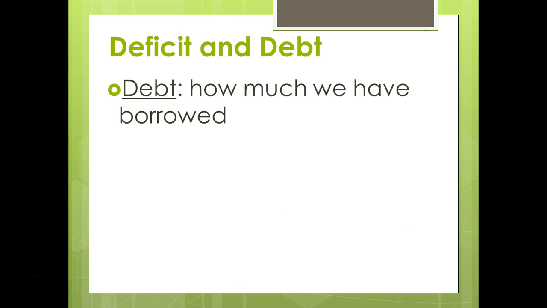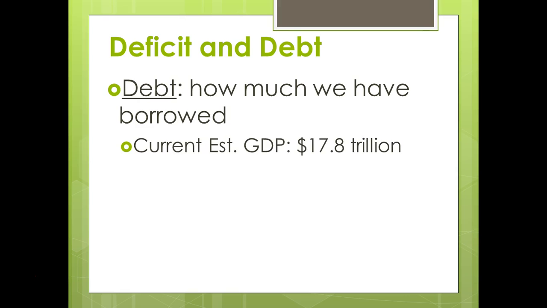The debt is just how much in total we have borrowed. And our current GDP, again, is about 17.4 or 17.8 trillion. And our current debt, the amount of money that our government has borrowed and owes other people, is 18.2 trillion, which is more than we make in a year. So it's like if Mr. Wood or I go out and buy a house, we will probably spend more on a house than we make in a year, and we just have to pay it off over time. The problem is, in our government, we continue to run deficits, and we keep adding to it every year instead of paying it off every year.